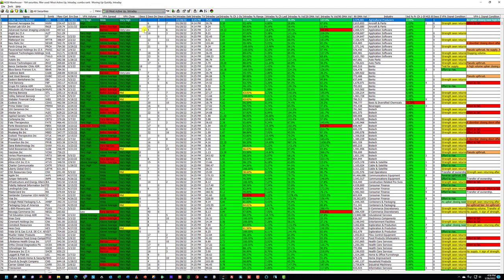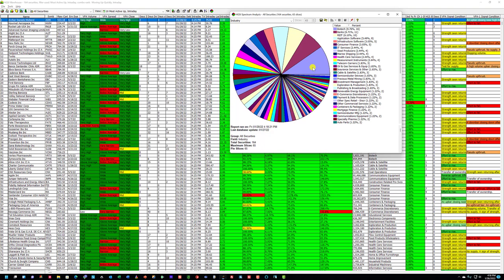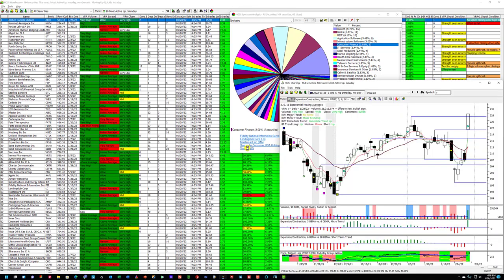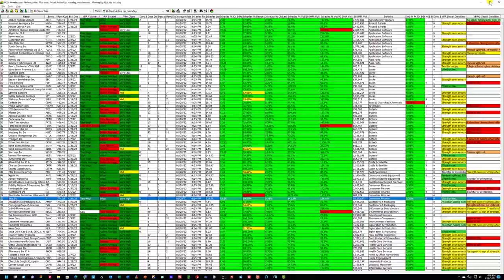These are the most active stocks intraday, and if I click on this, it shows what they are, what groups they're in. And if I click on consumer finance, let's see if that's where. Yeah, Visa and MasterCard are in here. And you can see that when I click on Visa, it had a very, very good day on strong earnings. And it's broken past resistance on the daily chart.